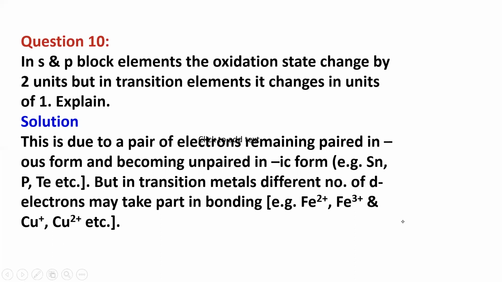But in transition metals, a different number of d electrons may take part in bonding, for example Fe+2, Fe+3, and Cu+, Cu+2. That's why in s and p block elements, the oxidation state changes by 2 units, whereas in transition elements, it changes by only 1 unit. Next.